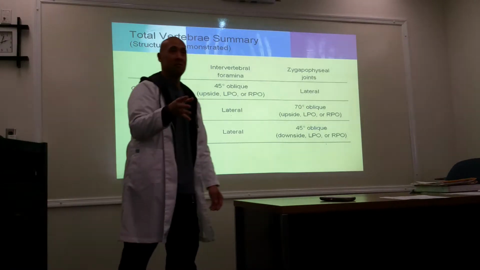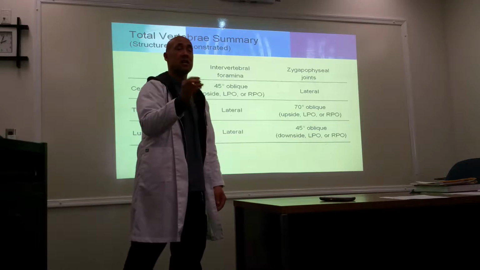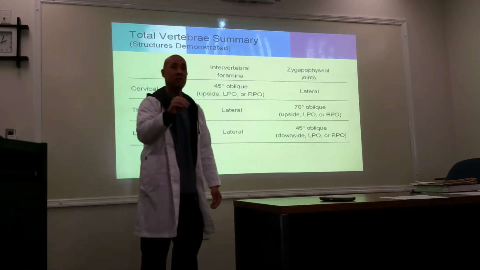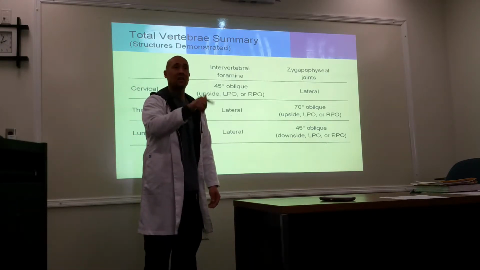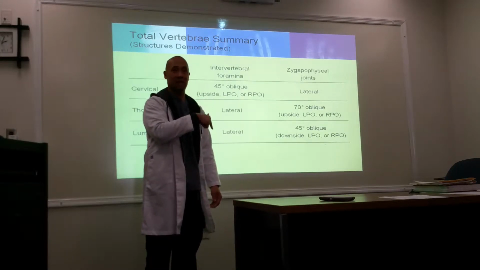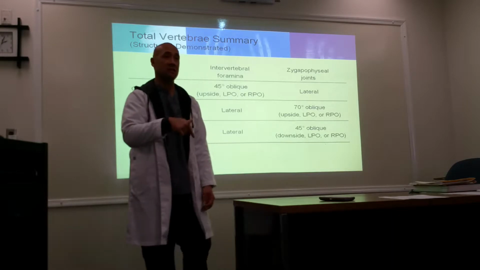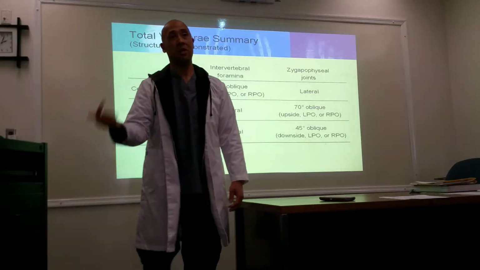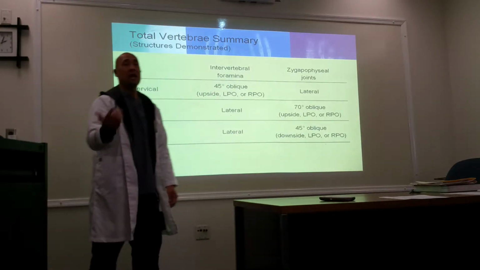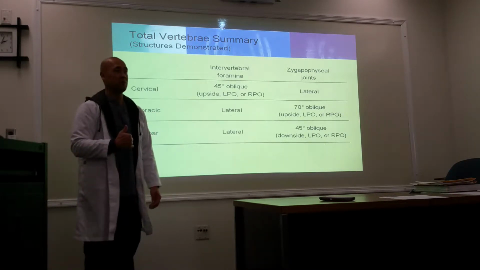For a lumbar, it is going to be oblique to visualize the zygapophyseal joints in a 45-degree angulation, side closest to the image receptor. Posterior oblique. So if it's an LPO, we're looking at the left side. I think I said right before. Correction: left posterior oblique, you're looking at the left side. RPO, you're looking at the right. And then if you're doing anterior oblique, it's the side that's furthest away.